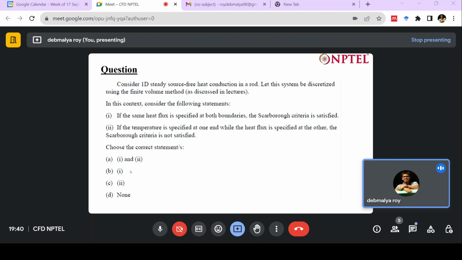So consider 1D steady source-free heat conduction in a rod. Let this system be discretized using finite volume. So in this context, consider the following statements.